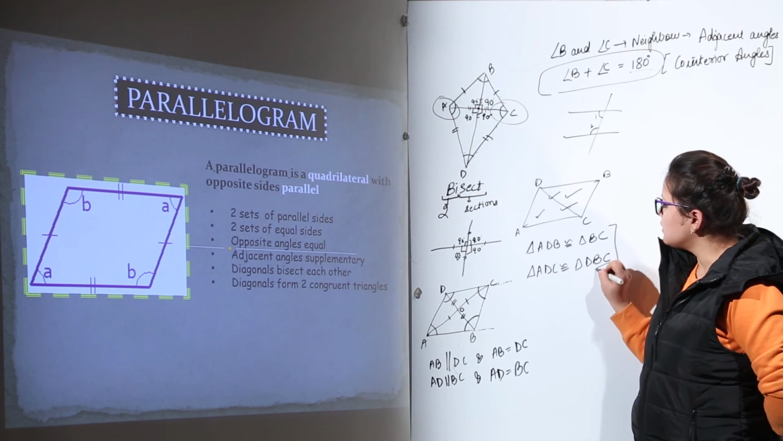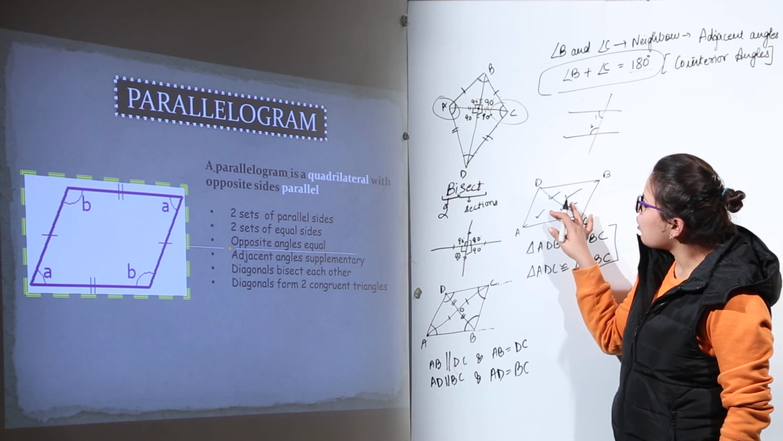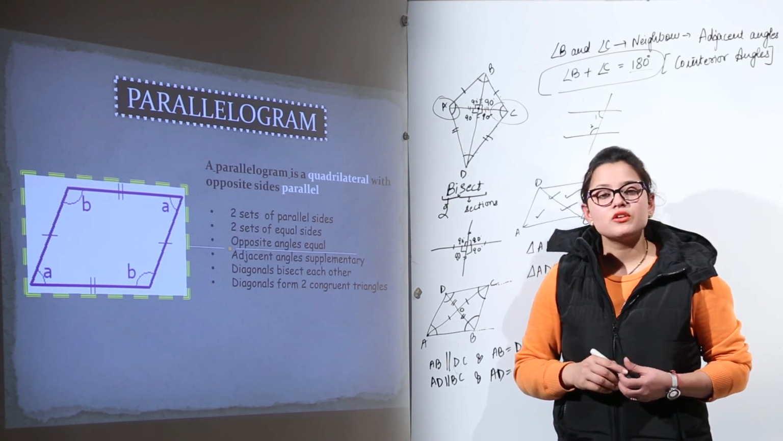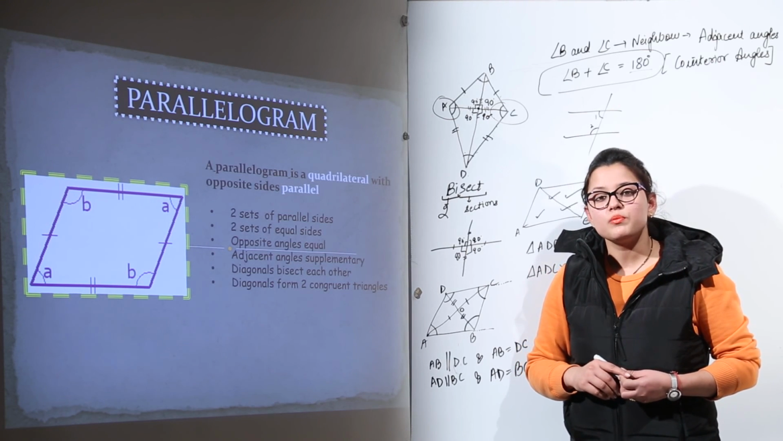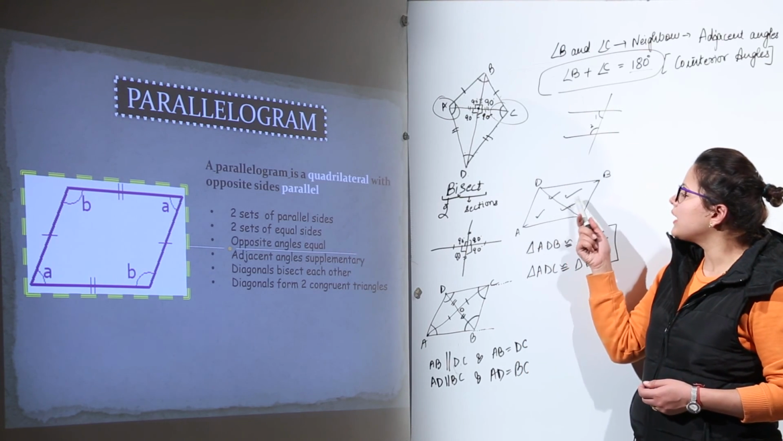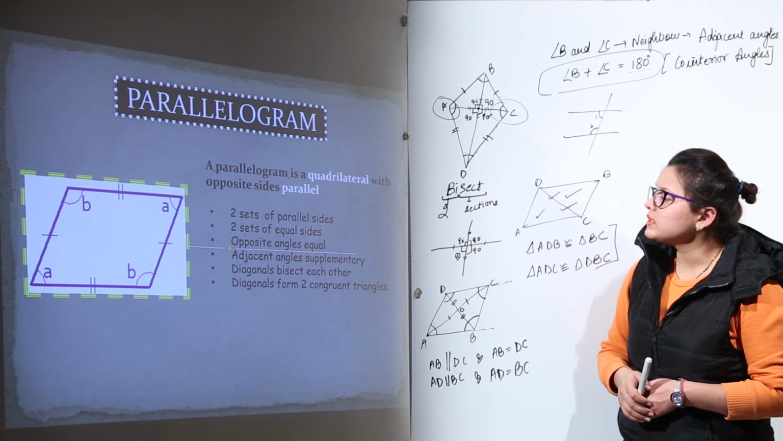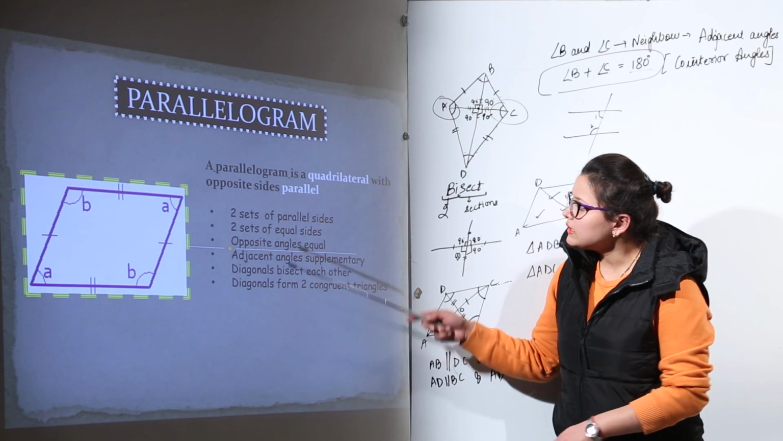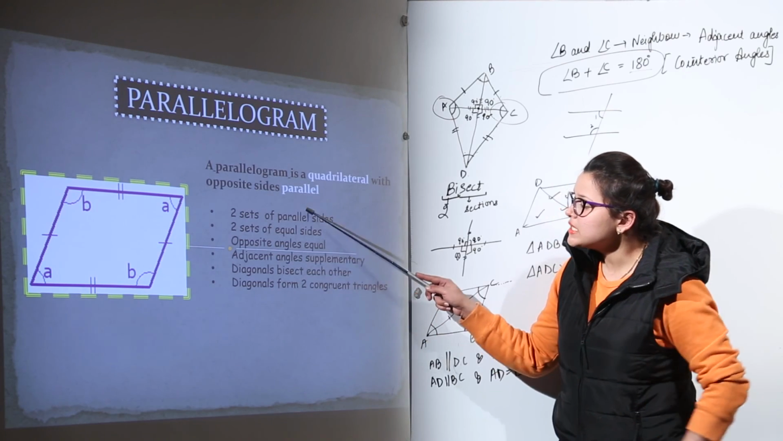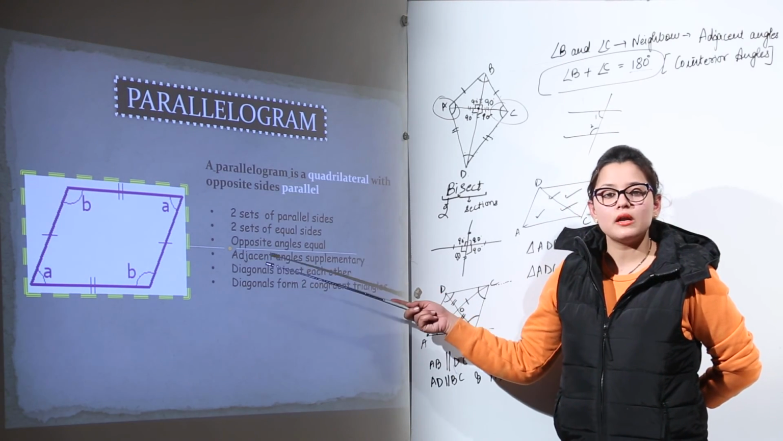Now you can see here, being congruent, congruent triangles refers to triangles having similar properties. Over here both the triangles will have the same properties. Hence we can say that these are the properties of a parallelogram. These will be true for whatever parallelogram comes.